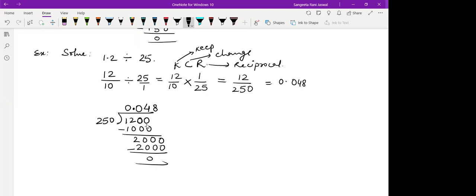And if you had to do it the simple way, as you were doing directly, that was 1.2 divided by 25. That way also, if you do, you will get the same thing. But I think this is much easier.